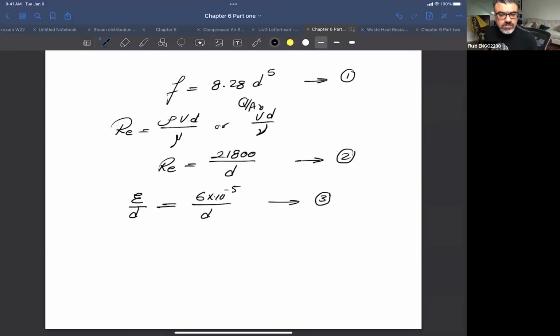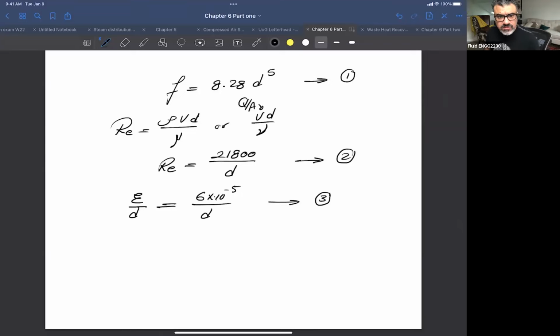In order to solve this type of problem, the easiest way is you have to do some kind of trial and error. The trial and error is, you will just assume one value for one of these parameters, and find out the information that satisfies all these equations. The common way of solving this problem is you start with assuming the friction factor.